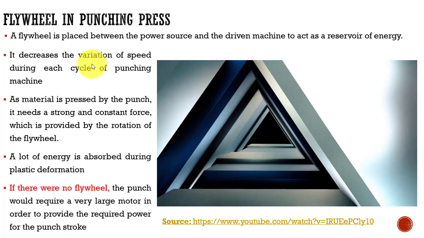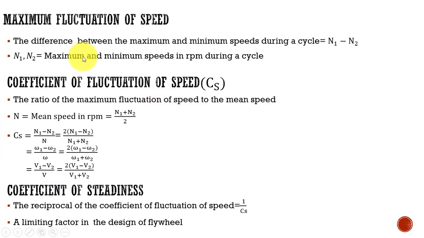You cannot get a constant speed of 500 rpm all the time. The only thing you can get is some fluctuation, but within a certain limit, so that the variation is not on the higher side. It is as low as possible because of the use of this flywheel. So we have two speeds: one is the maximum speed and another is the minimum speed. The difference between the maximum and minimum speed during a cycle is n1 minus n2, and it is called the maximum fluctuation of speed.